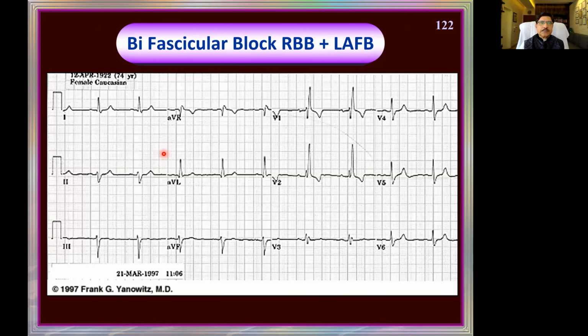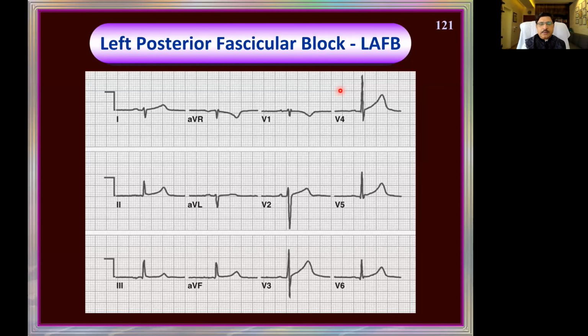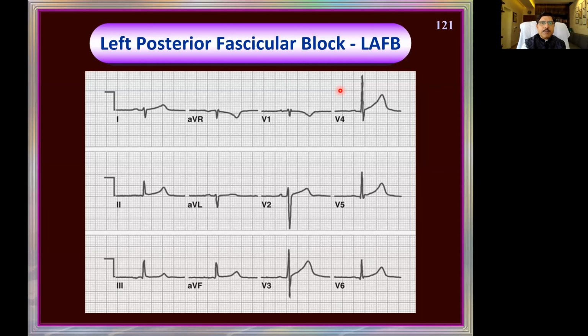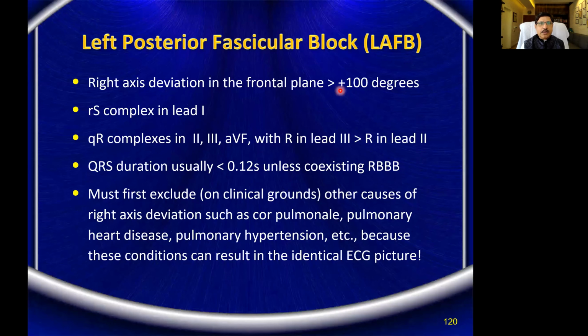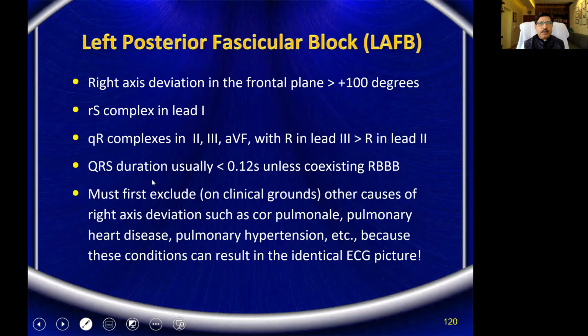Let us see the features. Right axis deviation in the frontal plane, that is evident. Right axis deviation is there. And then RS complex in lead 1. In lead 1, R is smaller and S is deeper. That's also there. And then QR complexes in 2, 3, aVF. That's also seen. And then usually QRS is not exceeding 0.12. That is there. Must first exclude on clinical grounds other causes of right axis deviation.